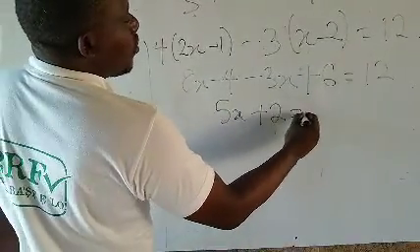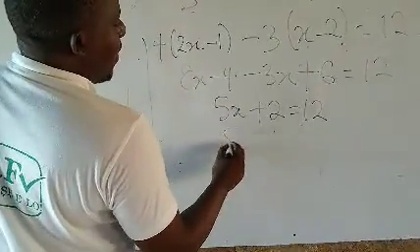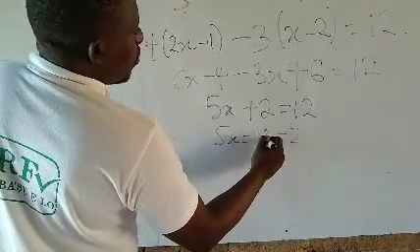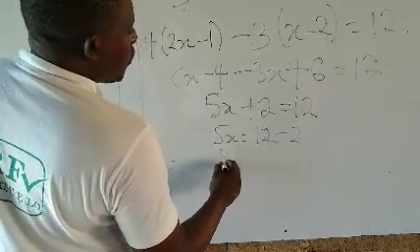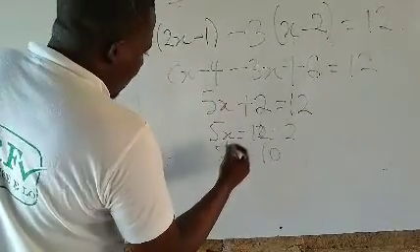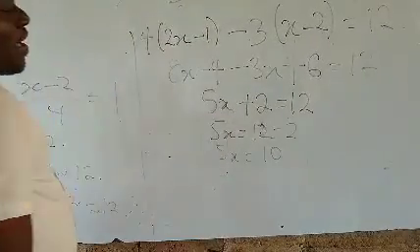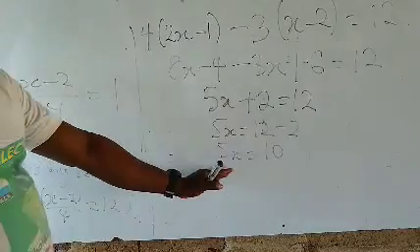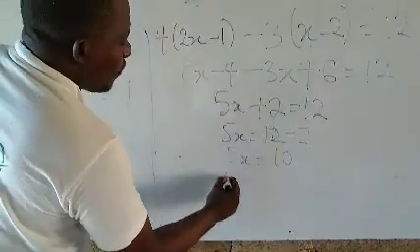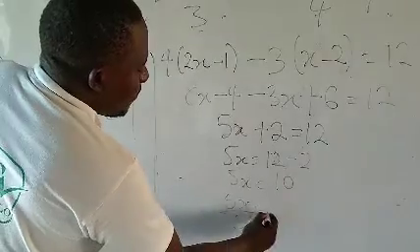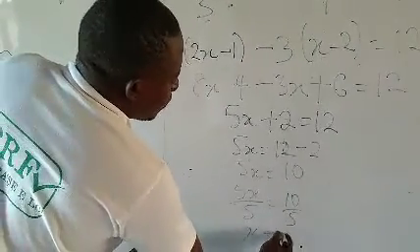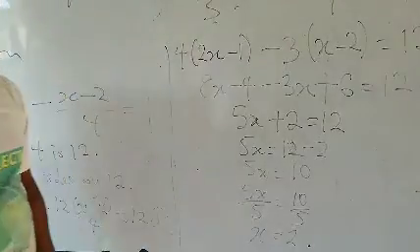So 5x plus 2 is equal to 12. 5x is equal to 12 minus 2. 12 minus 2 is 10. What is the coefficient of x? It is 5. That means we have to divide both sides by 5. And x is equal to 2. That's all.